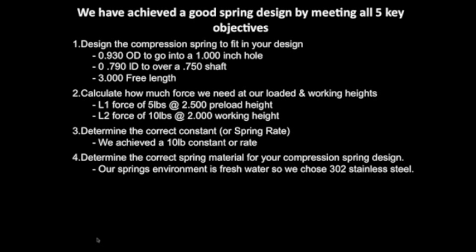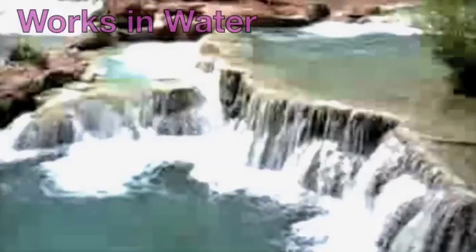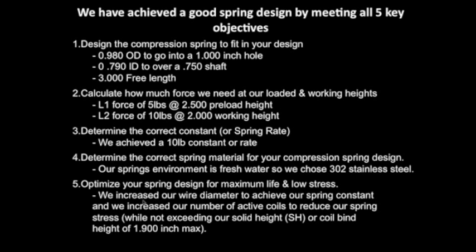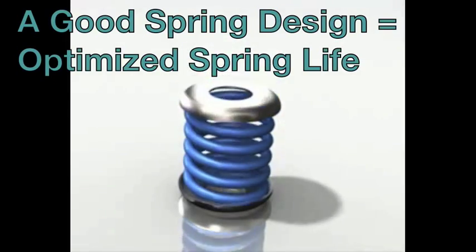We determined the correct spring material for our compression spring design. Our spring's environment is fresh water, so we chose 302 stainless steel. We optimized our spring design for maximum life and low stress. We increased our wire diameter to achieve our spring constant and increase our number of active coils to reduce our spring stress while not exceeding our solid height or coil bind height of 1.9 inch max. A good spring design equals optimized spring life.